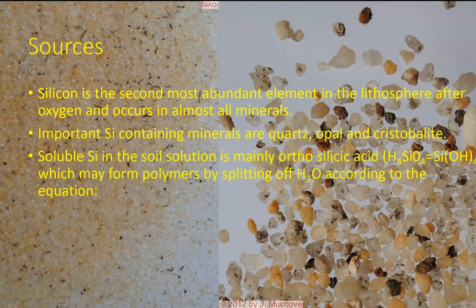Soluble silicon in the soil solution is mainly orthosilicic acid, which may form polymers by splitting off water. According to the equation, orthosilicic acid combines to form a polymer that would have silicon in the center of it. You do this by dehydration synthesis.